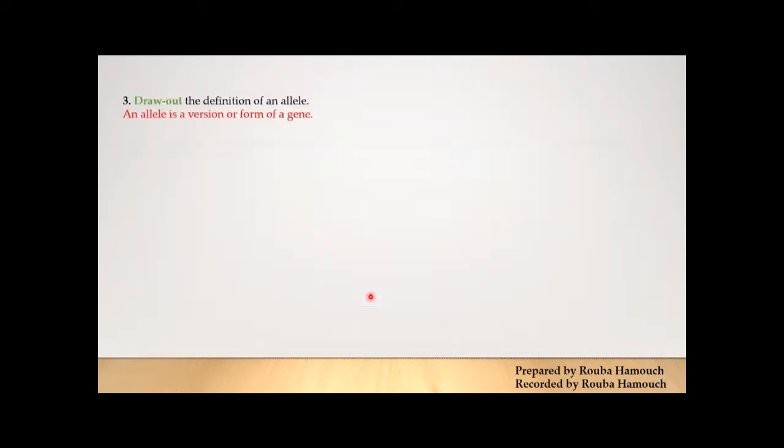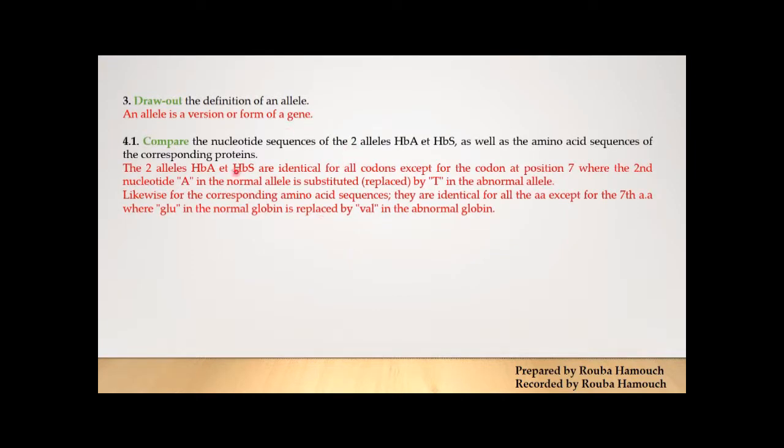This is the comparison. So the two alleles are identical except for codon number 7, where A is substituted or replaced by T. Likewise, for the corresponding amino acid sequences, they are identical for all the amino acids except for the 7th amino acid at position 7, where glutamic acid in the normal globin is replaced by valine.